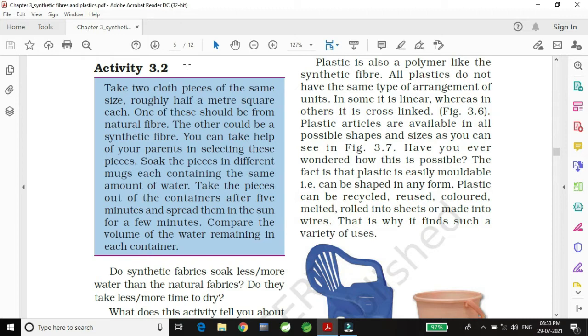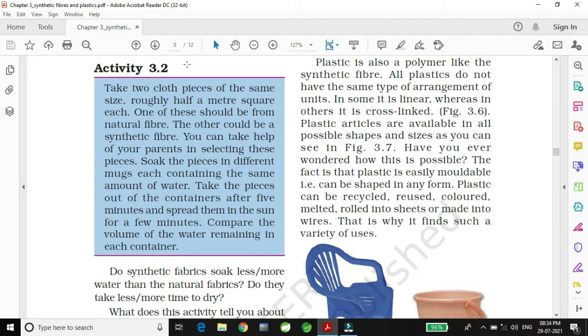Activity 3.2. Take two cloth pieces of the same size, roughly half a meter square each. One of these should be from natural fiber and the other a synthetic fiber. You can take help of your parents in selecting these pieces. Soak the pieces in different mugs, each containing the same amount of water. Take the pieces out of the container after 5 minutes and spread them in the sun for a few minutes. Compare the volume of the water remaining in each container or in each dress material.